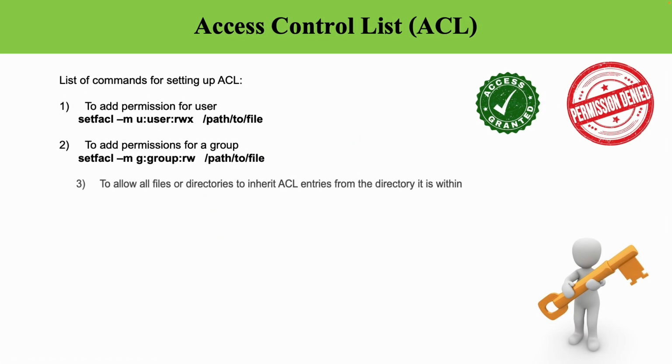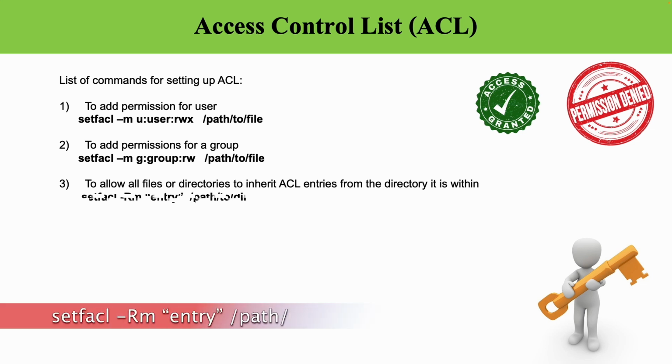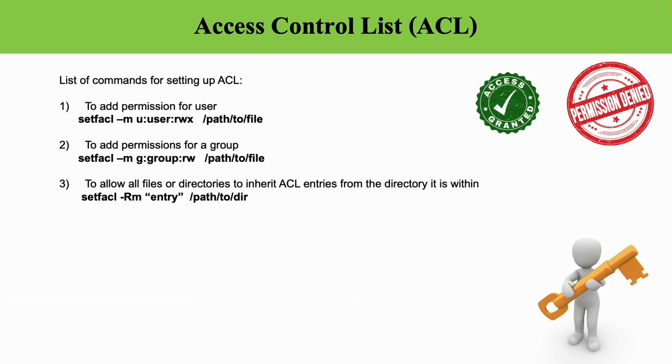To allow all files or directories to inherit ACL entries from the directory, meaning cascading, it will be set with the -R option. And then, you just enter whatever you want to put in and the name of the directory.